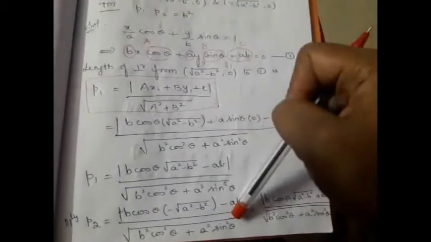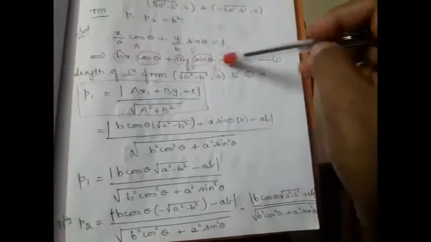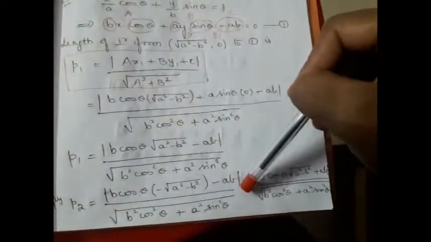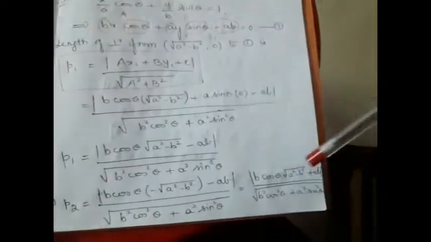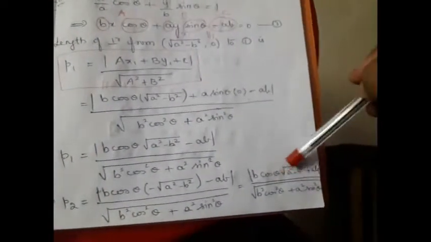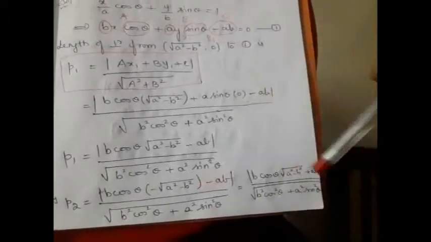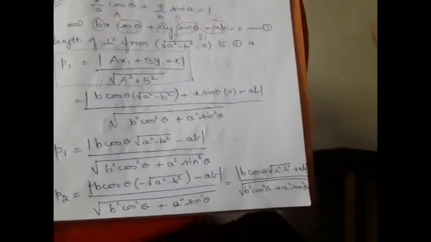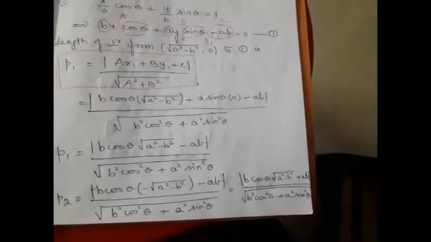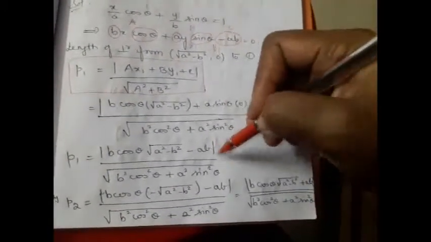Similarly, if we substitute for P2, what will happen? Only the point varies. It is minus square root of a square minus b square comma 0. Since it is inside modulus, we can take this minus as common. So b cos theta square root of a square minus b square, this minus will become plus since we have taken minus as common. And anyhow, it is inside modulus, so we can omit that minus. So we got P1 and P2.